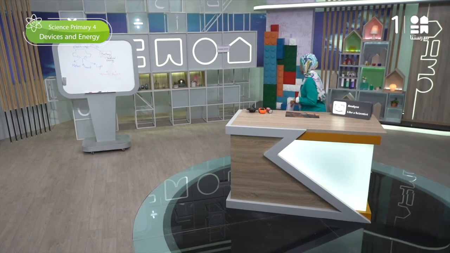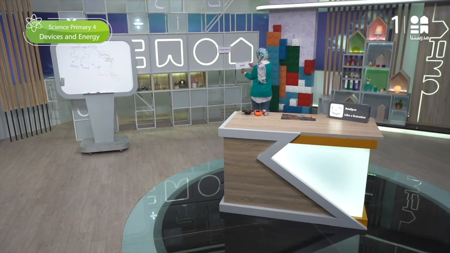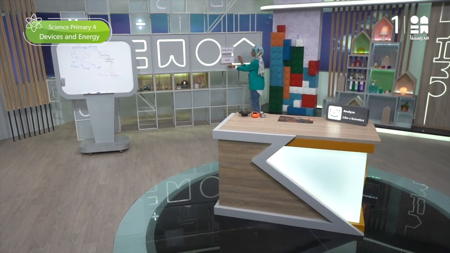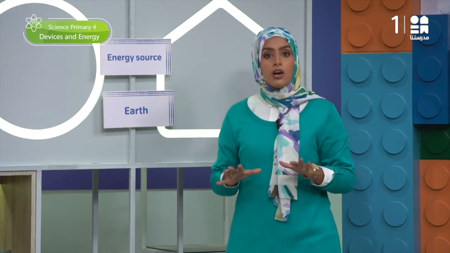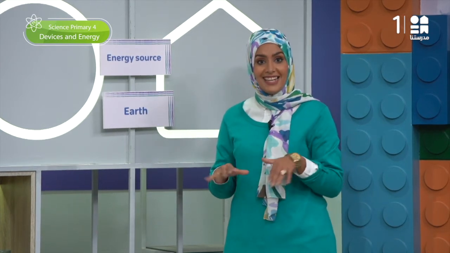We also learned some new terms that will help us in our next lesson, such as the term energy source and the term Earth, which is the planet of the solar system that we live on. Let's add it to the key vocab board. Earth is the planet we live on.